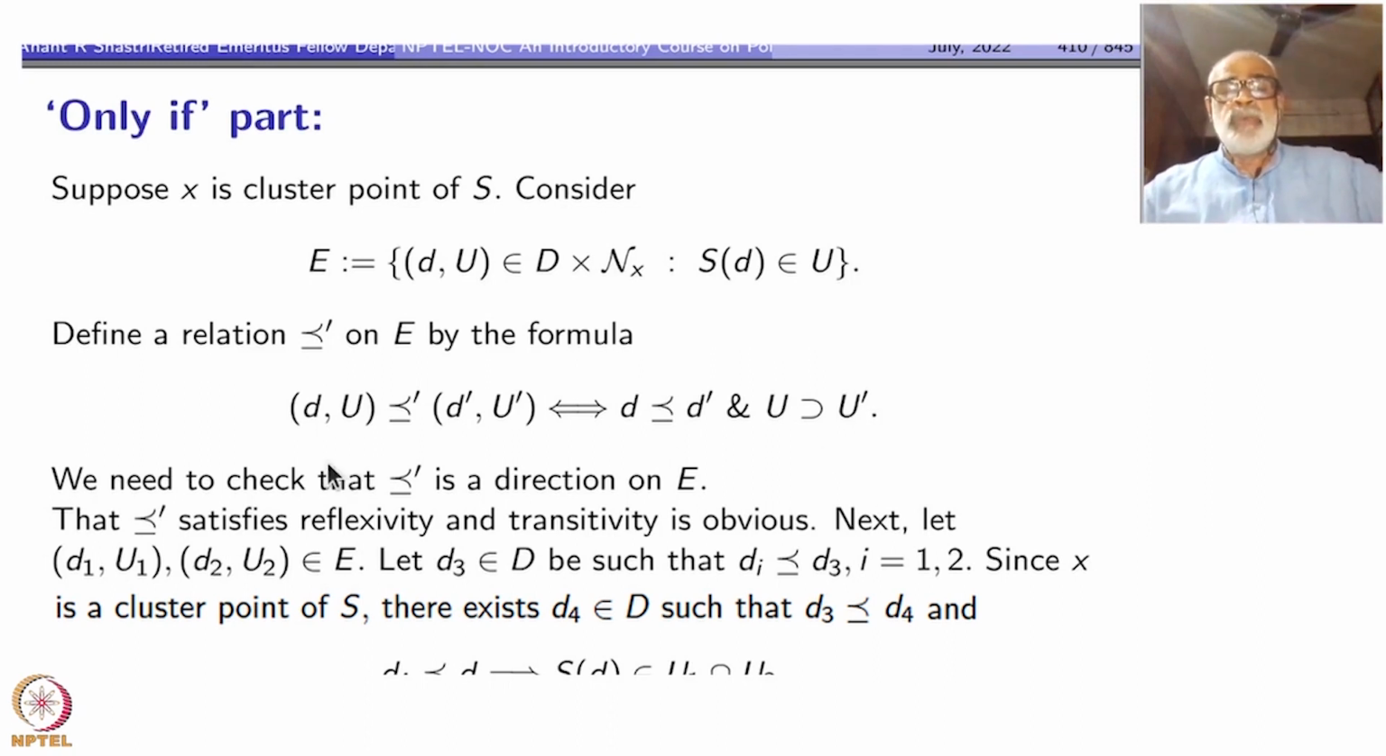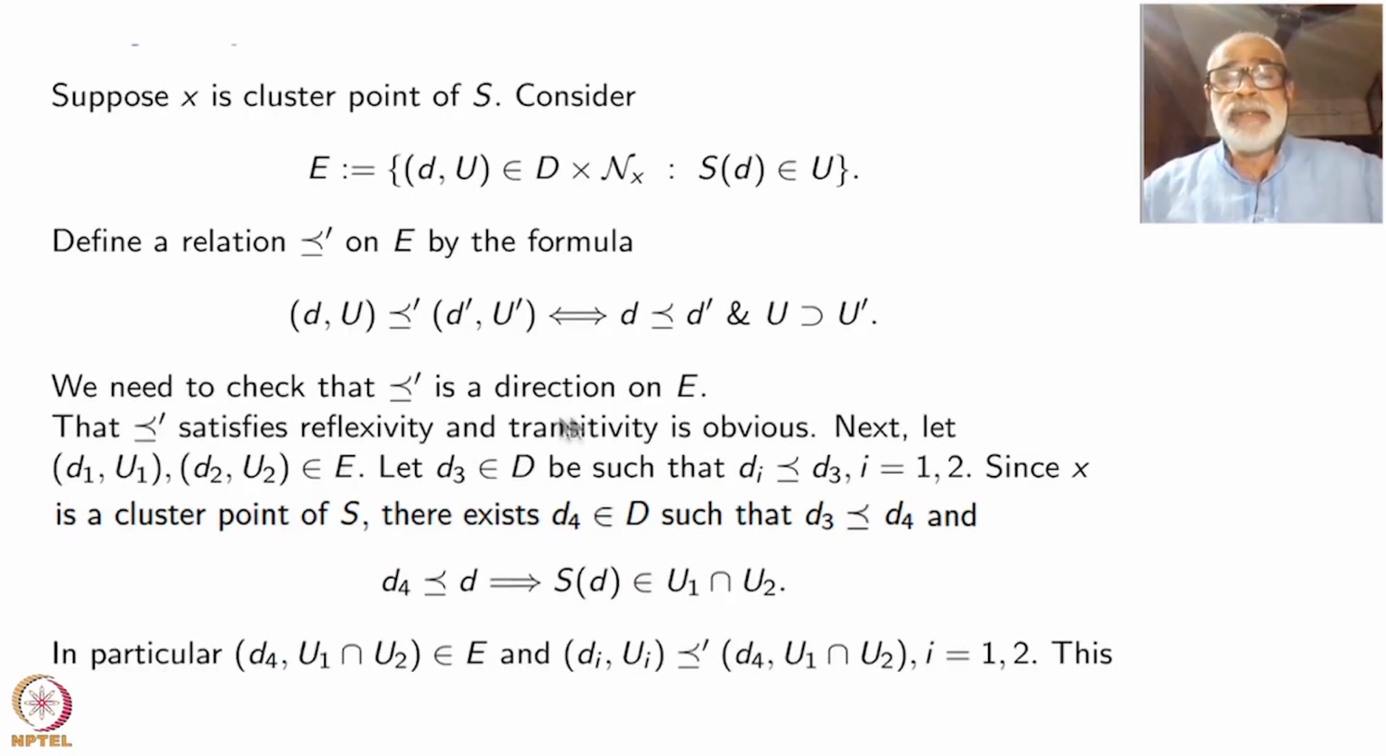Okay. We need to check that this is a direction on E. This is not true in general. We have to use somehow the property of S, namely X is a cluster point of S. Only because of that this is working. In any case, transitivity and reflexivity are obvious. There is no problem. It doesn't depend upon S_D. They are true inside D cross N_x, so they will be true here also.